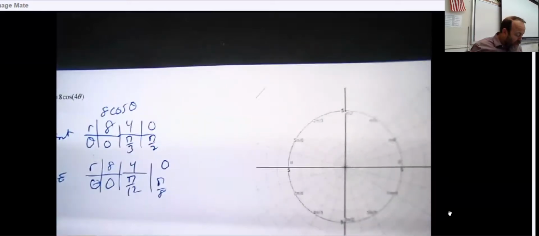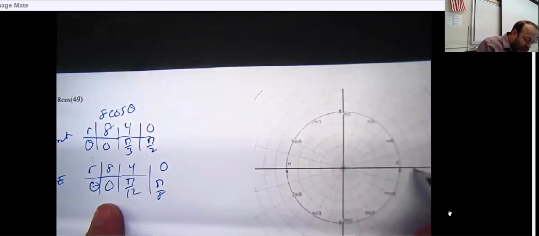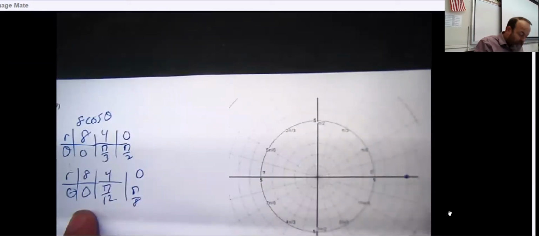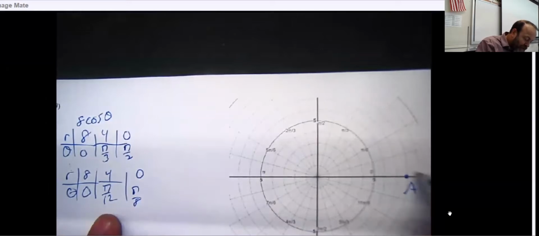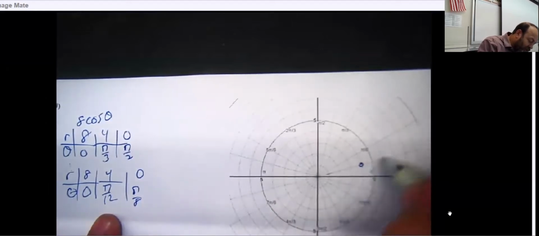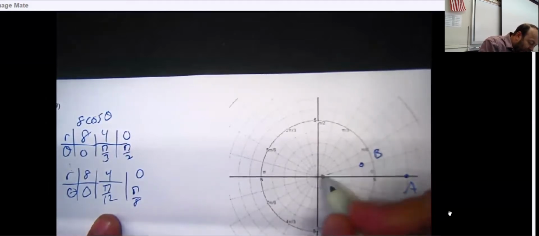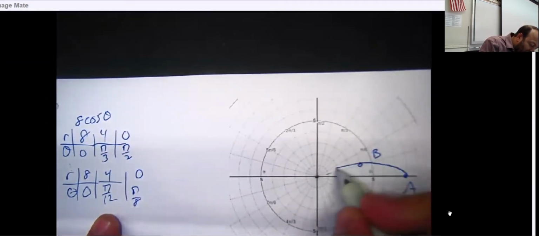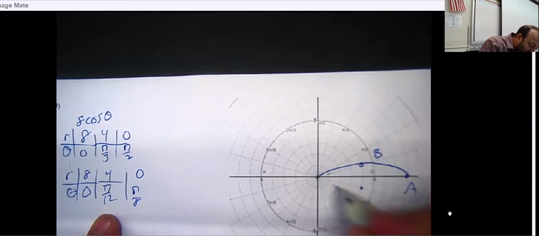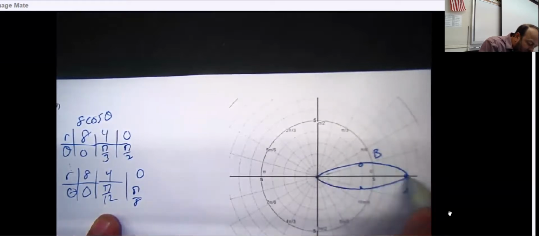So at the angle 0, I'm going to 5, 6, 7, 8 right there. There's A. By the time I reach pi over 12, which nicely is this guy right here, it's dipped in to be a radius of 4. And by the time it reaches pi over 8 in here, it's 0. Now we're going to go ahead and just use our symmetry and grab that data value.